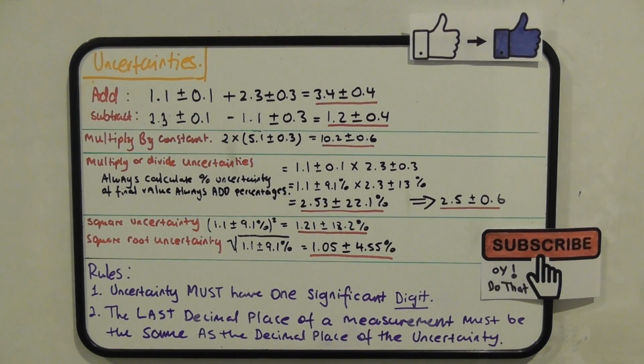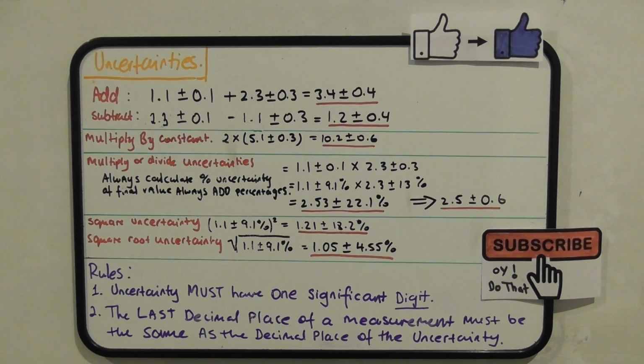G'day ladies and gentlemen, today we'll be dealing with operations related to uncertainties. Say you're doing a scientific experiment and you have multiple values, and those values have different uncertainties, and you need to perform an operation of those values onto each other, what would you do? So let's get into it.